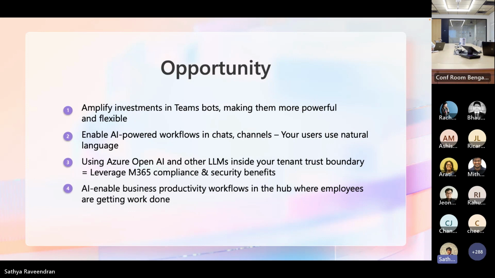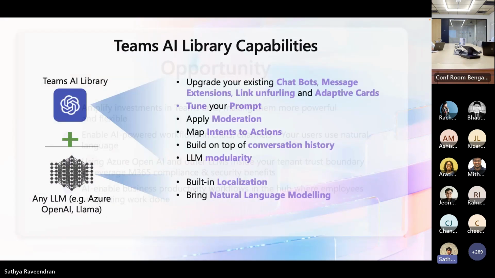From an opportunity perspective, this definitely creates a significant opportunity for updating your existing solutions, expanding their value to your organization, and enabling users to stay within the flow of work. The most important part is all your existing bots and messaging extensions can very well fit in with Teams AI Library. We have a lot of open source samples. Please do check that out. It can enable AI-powered workflows. Your users can use natural language. It lets you choose the most appropriate LLM. And most importantly, like Sonam mentioned, there is no IP leak to external LLM models.